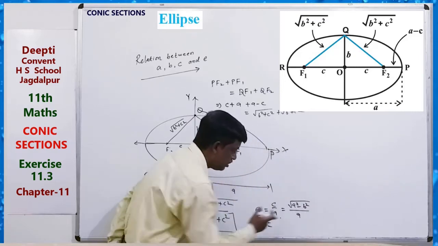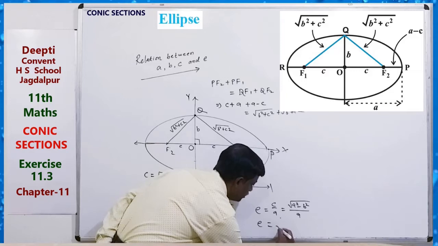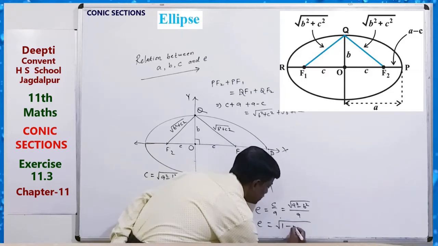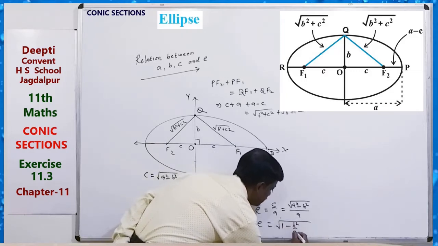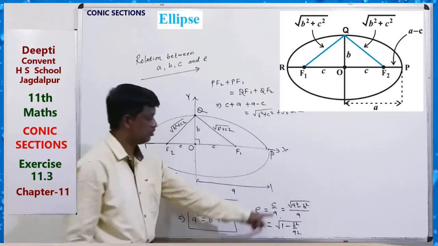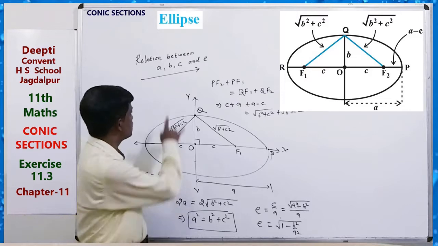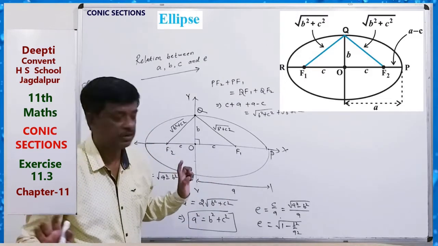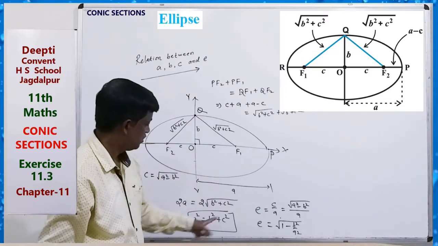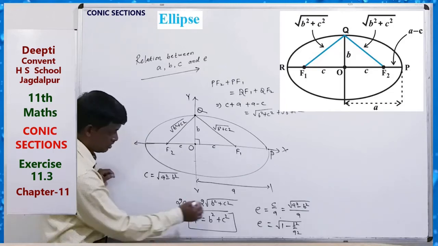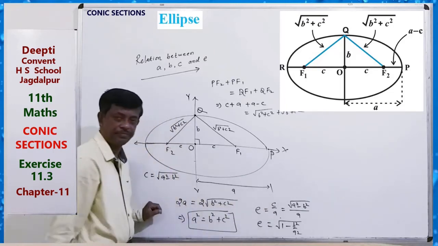You can take it in the inner side. So we can write root over 1 minus b square by a square. So this is the relation: e equals root over 1 minus b square by a square. So these are the relations between a, b and e, and here we also know that c equals e a.